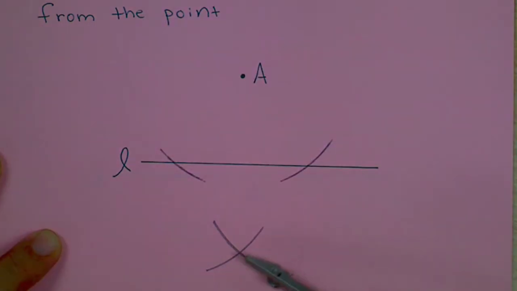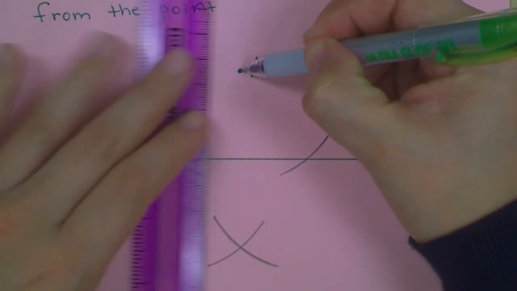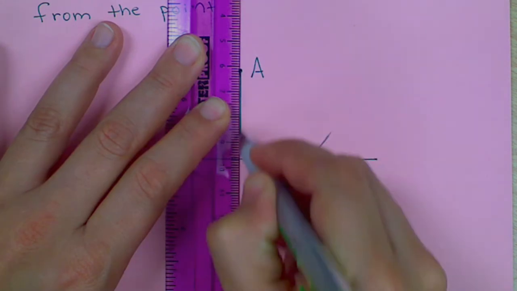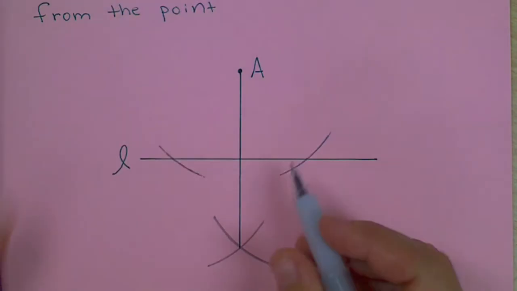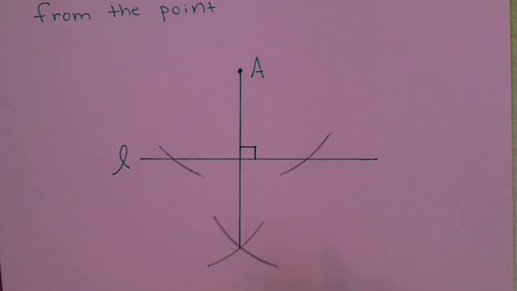Now we have X marks the spot, and we can connect our dot from point A to our point that we've constructed, and we have created a perpendicular to line L from point A.